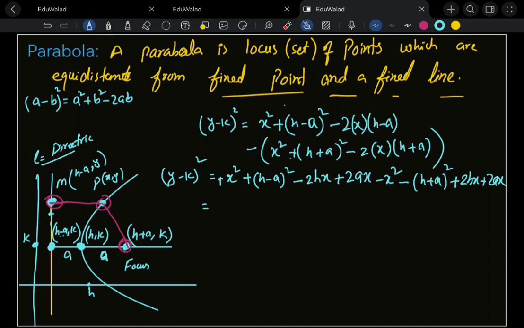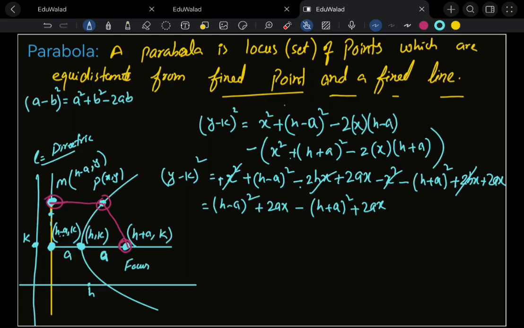Let's simplify first. Here is a positive sign, so x squared will cancel out. This negative 2hx and here a positive 2hx will cancel out. This will also cancel out. So h minus a whole squared plus 2ax minus into h plus a whole squared plus 2ax.